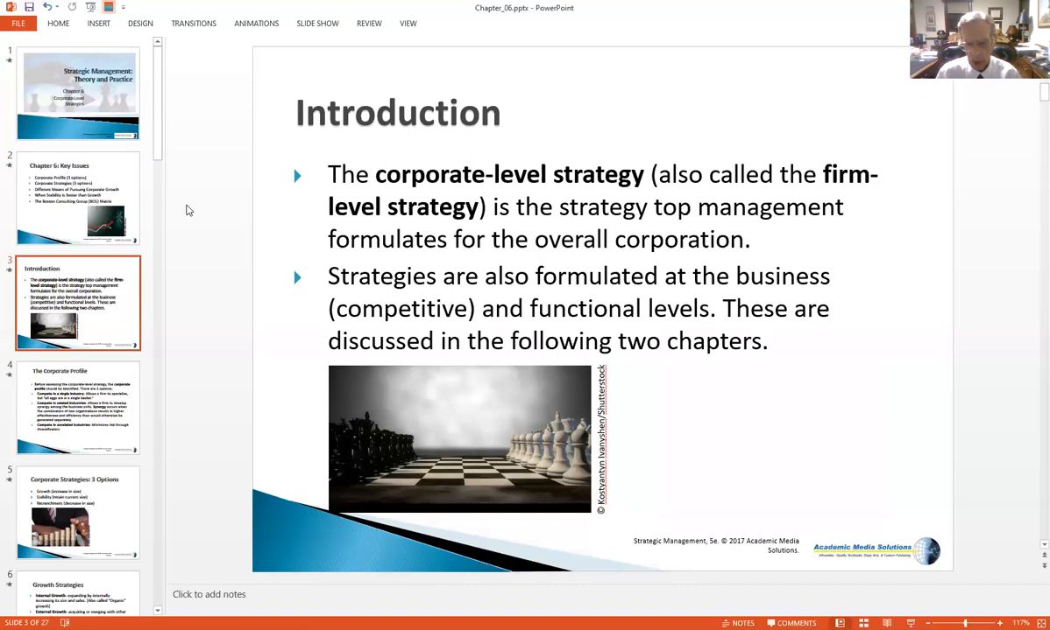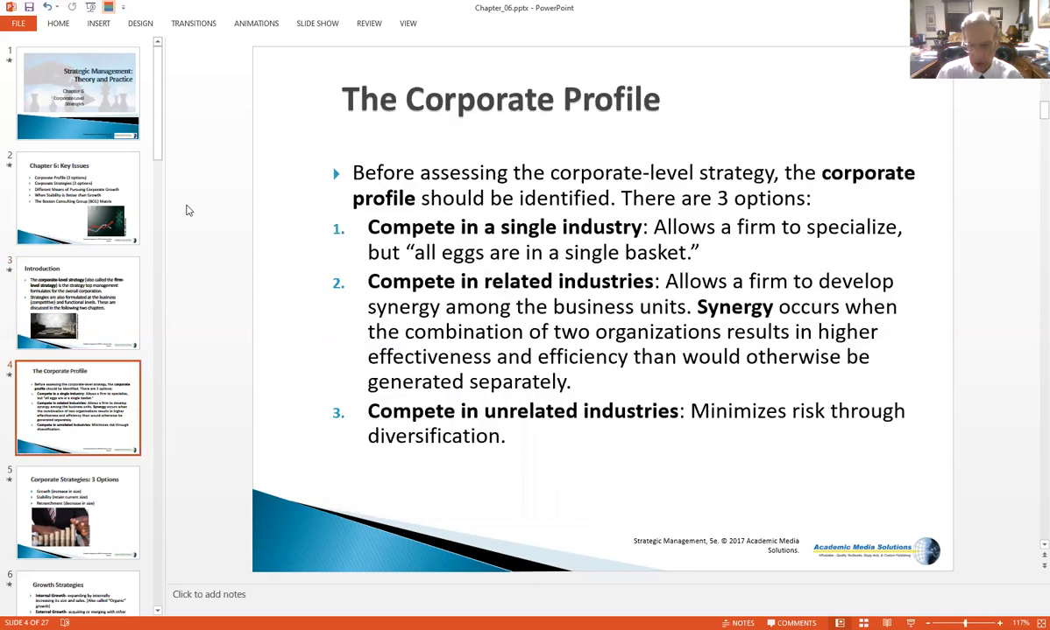Some of these slides, of course, don't require a whole lot of explanation. This is one. We're talking about corporate level strategies, and they're for the entire corporation. Parnell reminds us that we can also form strategies for individual business units, so-called competitive strategies, and functional strategies, such as strategy for technology and so forth, marketing and the like. So here's this first notion of the corporate profile.